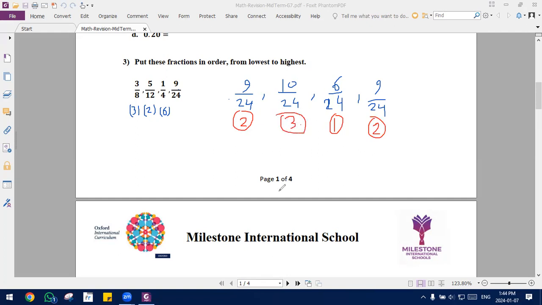This will be 3. Now, in ordering fractions, I should order the original values, okay? So the first one is the third. The third fraction is the first one. So I write 1 over 4. Then I have the first one and the last one. So 3 over 8 and 9 over 24. Now the highest value is the second fraction, which is 5 over 12. So now we order them from lowest to highest.